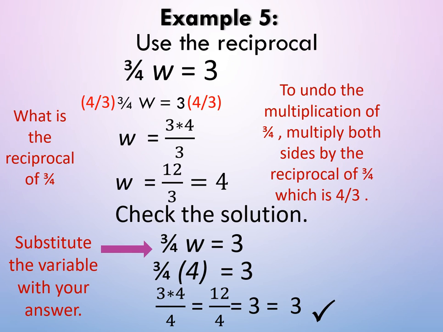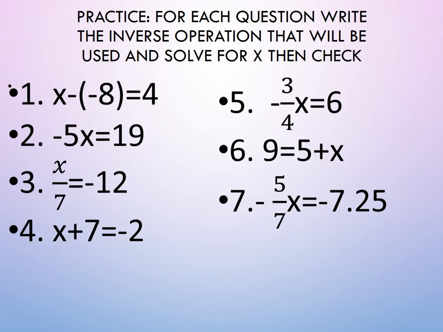Awesome. Okay. Now, you have 7 questions for homework. For each question, you're going to write the inverse operation that will be used and solve for x, then check. There will be a Word document in the assignment page. Please download that Word document. It already has the questions typed in there for you. All you have to do is type in the inverse operation and solve.